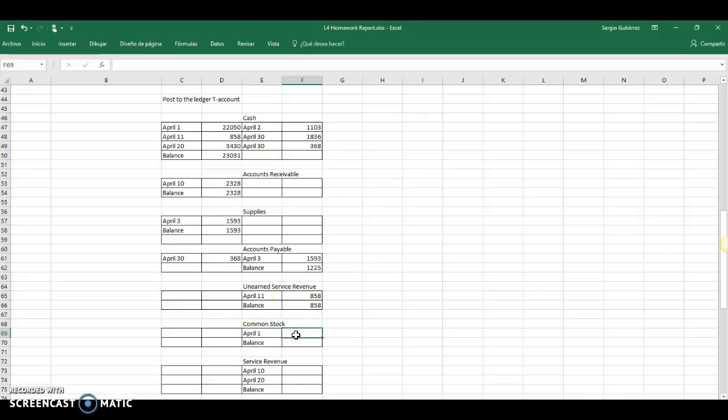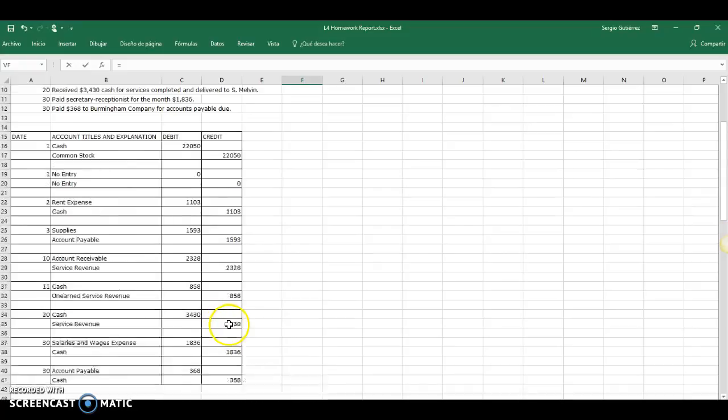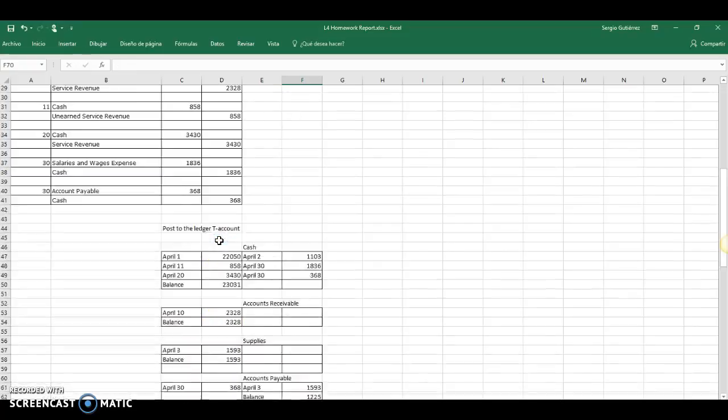And for the common stock, the same thing. We just have one transaction on the first day. So we're going to transfer the information.